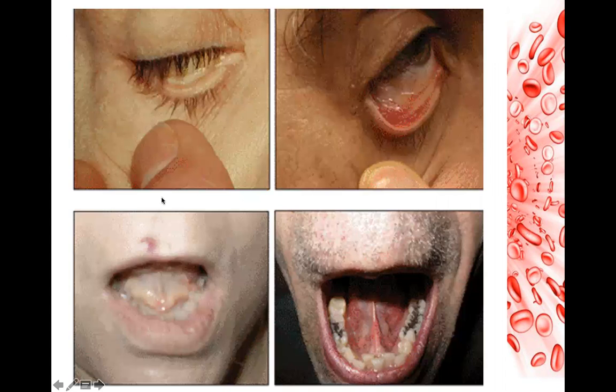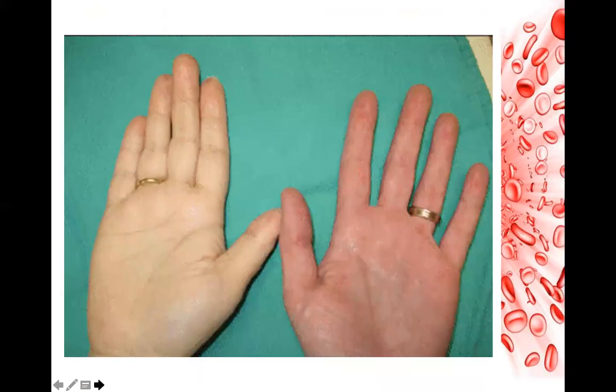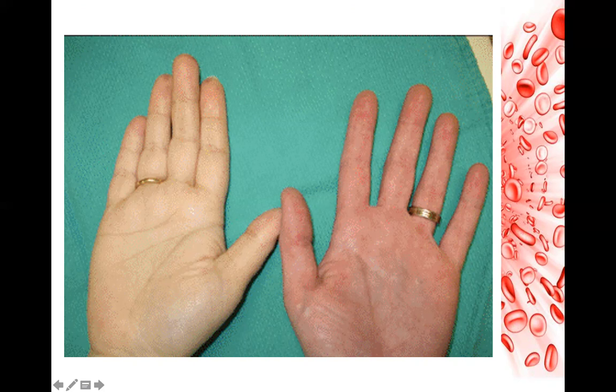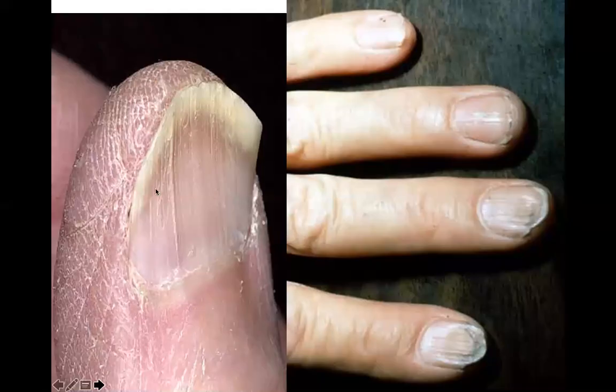Okay, so to your right, or I hope this is your right, you can see a normal palpebral conjunctiva and a normal frenulum of the tongue. This on your left is a pale palpebral conjunctiva and a pale frenulum. You can also compare, on your right is a normal hand, and on the left are hands with pallor. So these are some of the changes that we see on the nails. You can see brittle nails, you can see koilonychia.